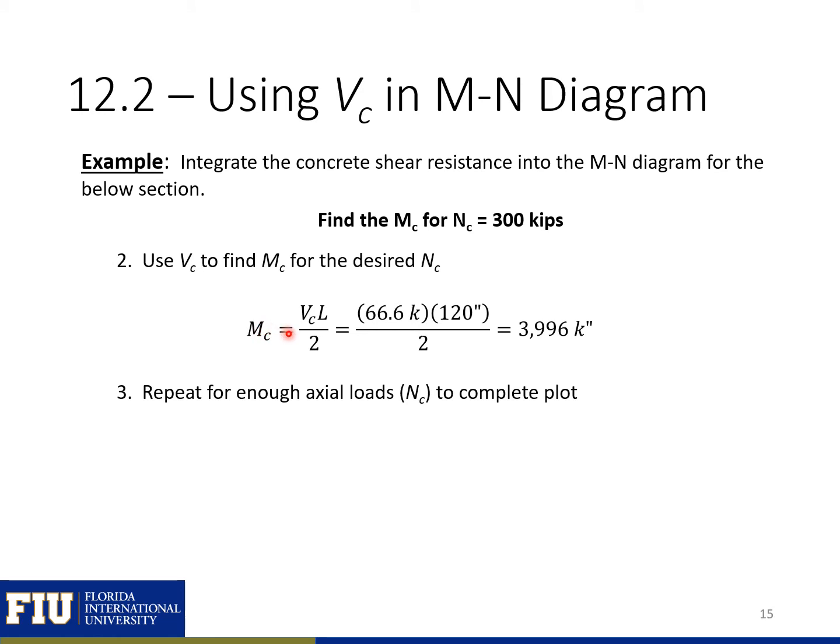We can plug this V_c into our M_c expression. So M_c equals V_c L over 2. So we plug in our V_c, our L, divide by 2, and get an M_c of 3,996 kip-inches at this point. So this is the moment associated with an axial load of 300 kips compression. We can then go ahead and repeat this for enough axial loads to complete our plot.